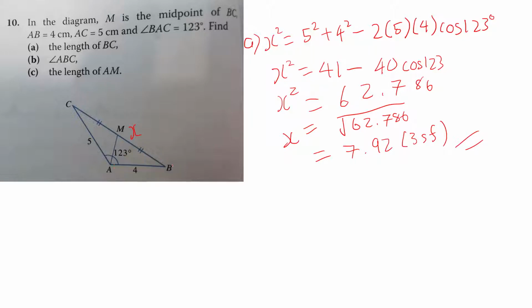Next is angle ABC. We want this angle. The simple way out is to use sine rule, because now we have this side, we can find this angle. So you have two options. One is to use sine rule, or you can use cosine rule to find this angle. For cosine rule, this will be your new angle A, while 5 will be your side a. But let us do the easy way. We will just use sine rule.